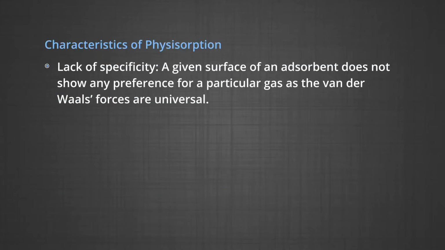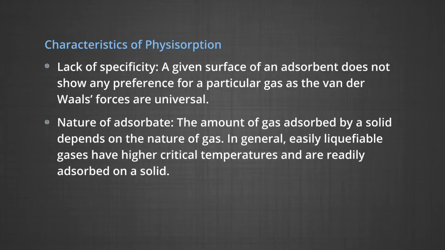We will now see some of the important characteristics of both types of adsorption. First, let us see the characteristics of physisorption. Number 1, lack of specificity. A given surface of an adsorbent does not show any preference for a particular gas, as the van der Waals forces are universal. Number 2, nature of adsorbate.